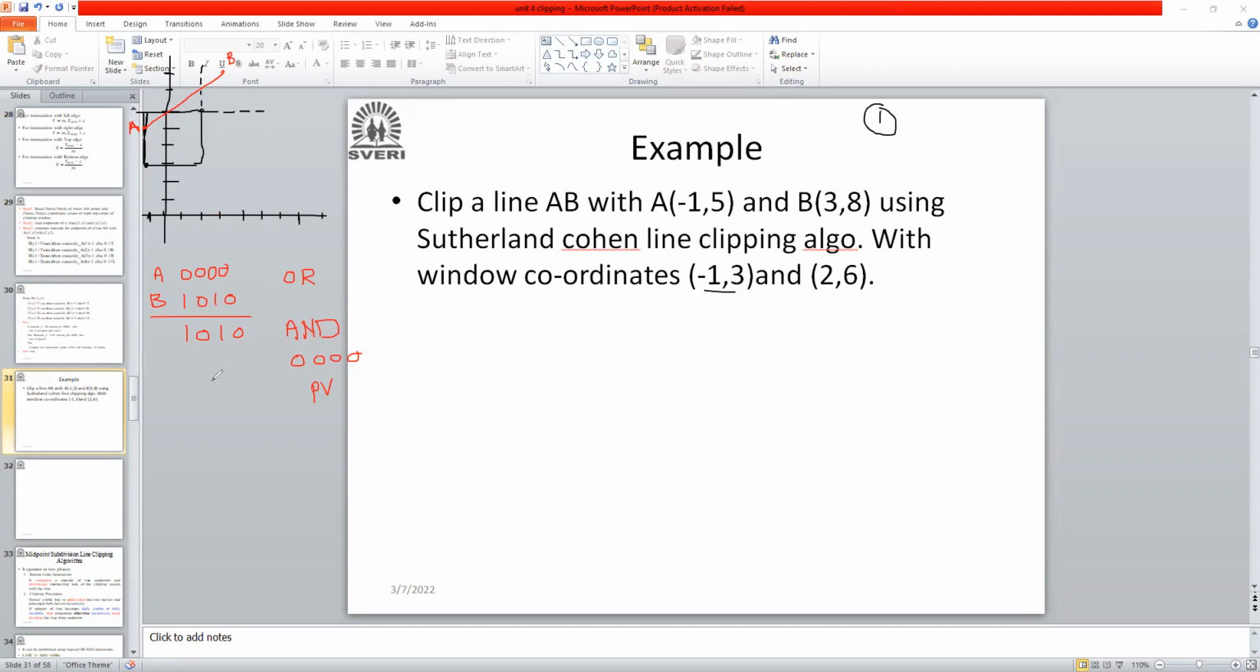So if the line is partially visible, what do I have to do? I have to perform the clipping. You have to go for clipping. Then how am I going to do the clipping? I am going to make use of the slope formula. So what is the formula for slope? Slope is y2 minus y1 divided by x2 minus x1.